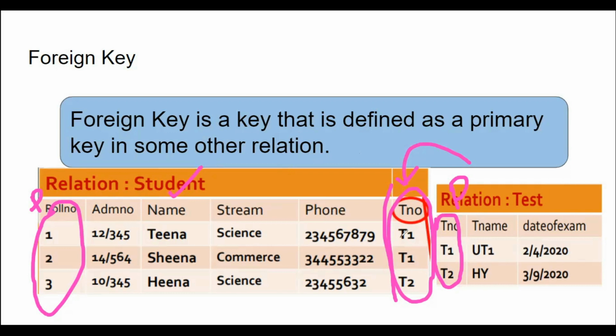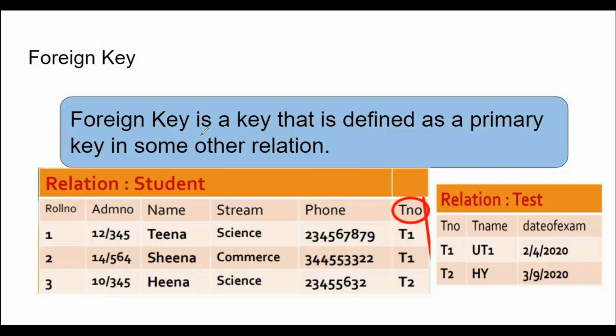So for the T1, I can get the name and stream from the student table. For the T1, I can get the test name from the test table. So this is called a foreign key. Based on this, I have made one question, so we will see that.